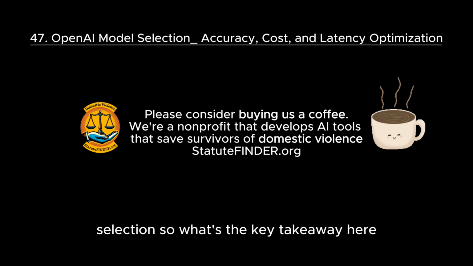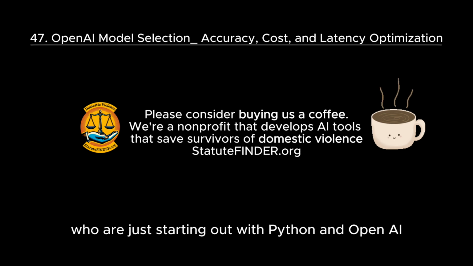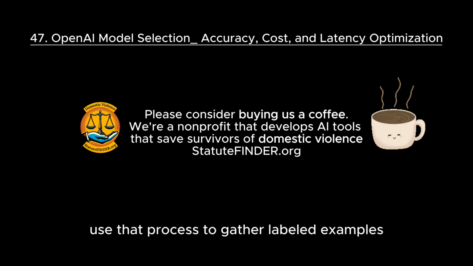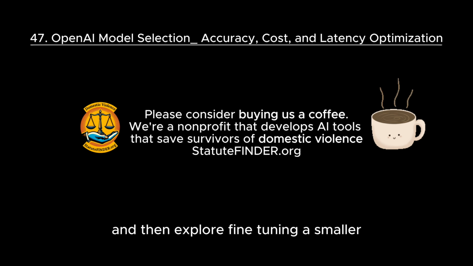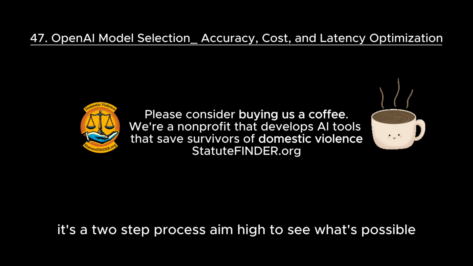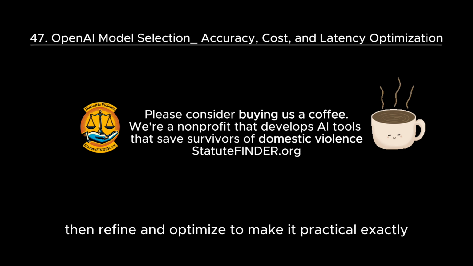So what's the key takeaway here for our listeners who are just starting out with Python and OpenAI? Don't jump straight into fine-tuning. Start with your accuracy goal and see if you can hit it with a powerful model like GPT-4o, even if it's a bit pricey at first. Use that process to gather labeled examples and then explore fine-tuning a smaller, more efficient model like GPT-4 Mini. It's a 2-step process. Aim high to see what's possible, then refine and optimize to make it practical.